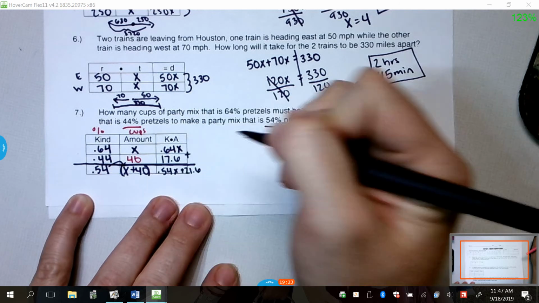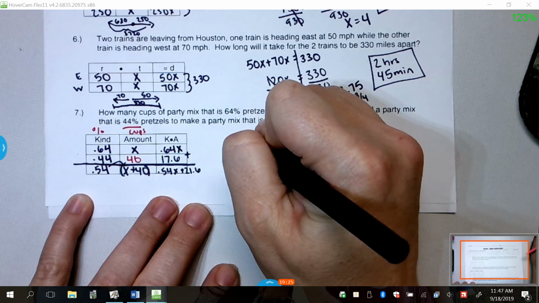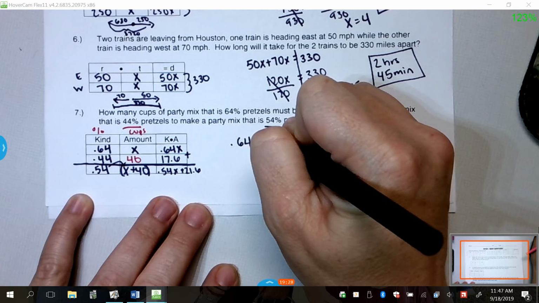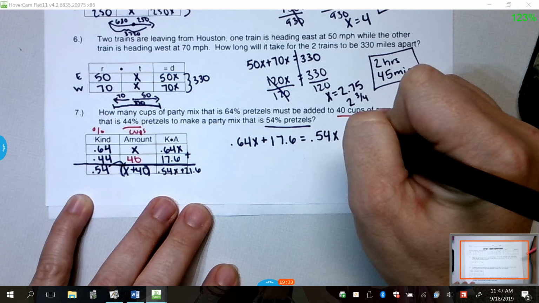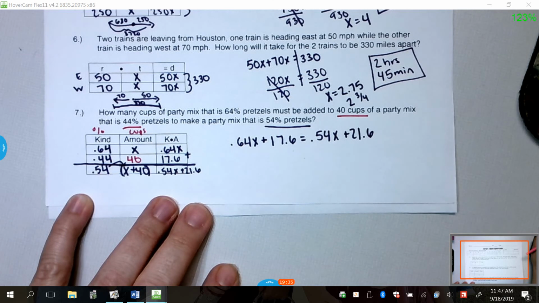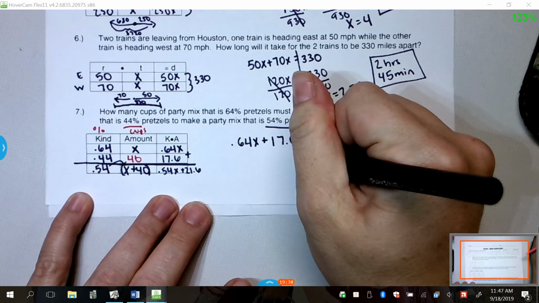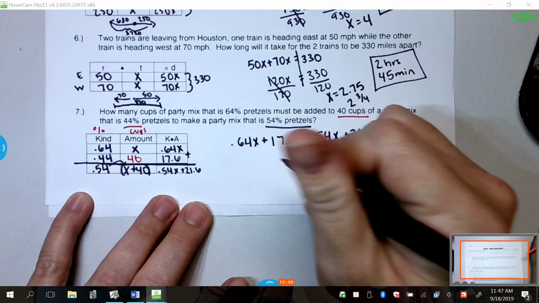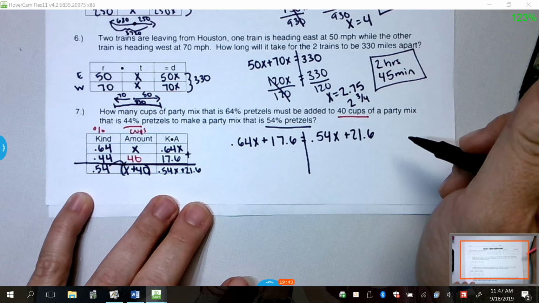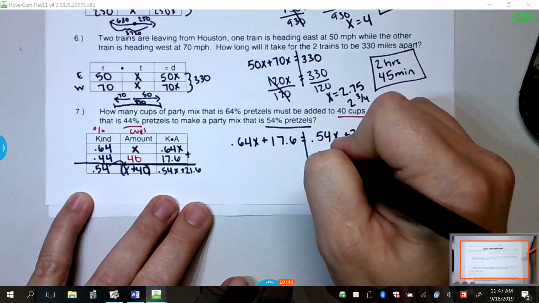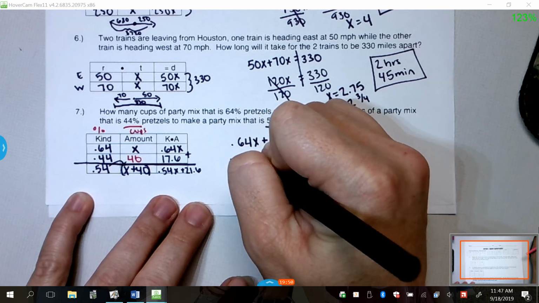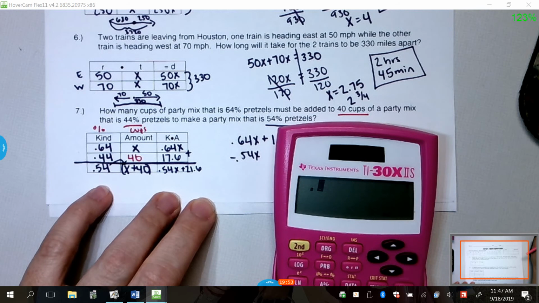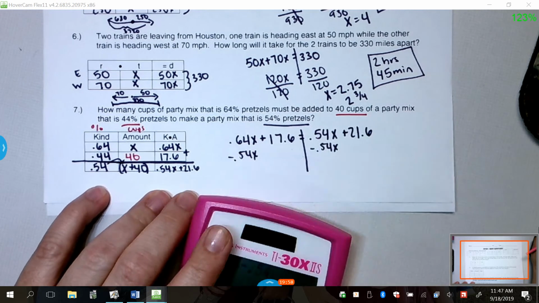So remember, mixtures you add, you're combining. So 0.64x plus 17.6 equals 0.54x plus 21.6. So I want all my x's on one side, and I want all my numbers without x on the other. So I'm going to move my smallest x first. I'm subtracting because this is positive. Okay, so don't throw off 0.64 minus 0.54 gives me 0.1.